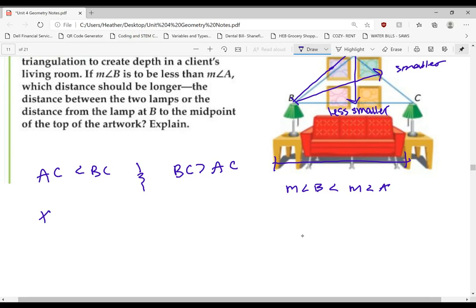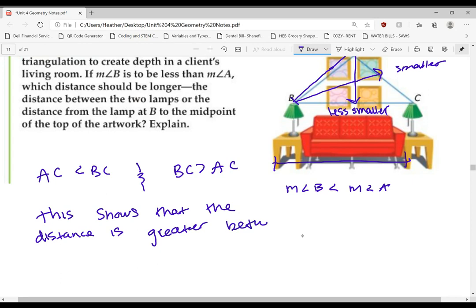So this shows that the distance is greater between the two lamps.